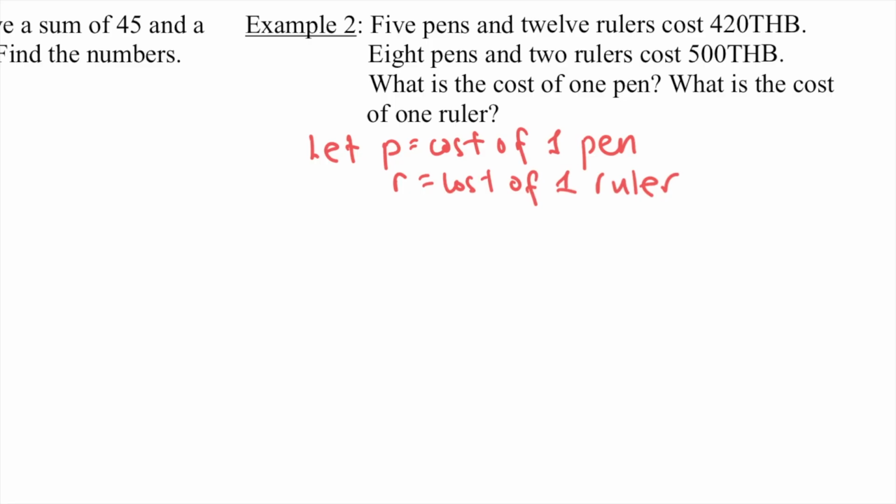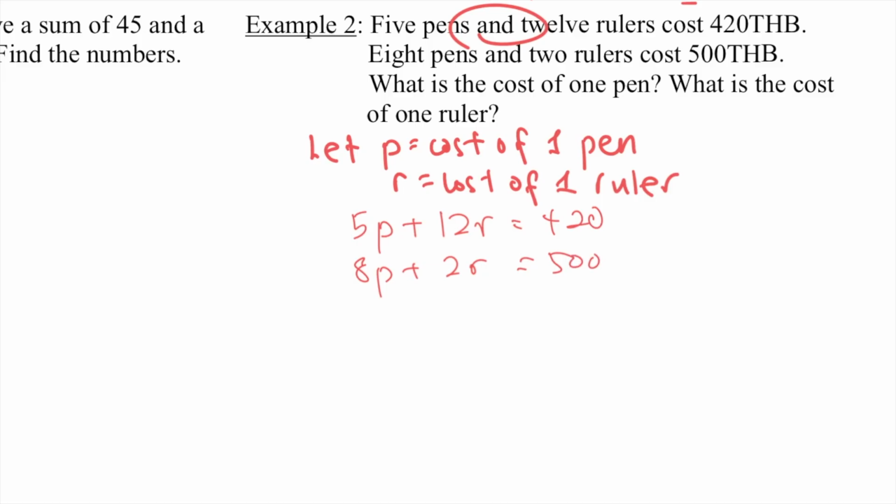And we know that 5 pens and 12 rulers cost 420. So the 'and' will be the plus symbol and 'cost' will be the equal sign. If one pen costs P baht, then 5 pens will be 5P, and if one ruler costs R baht, then 12 rulers will be 12R, so this is 420. Same thing for 8 pens is 8P plus 2R, and that gives me 500.